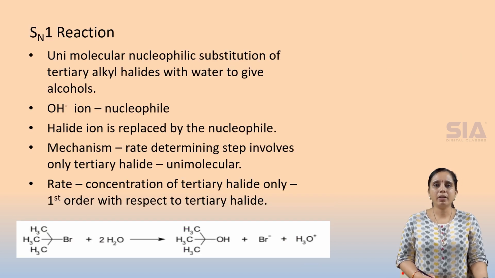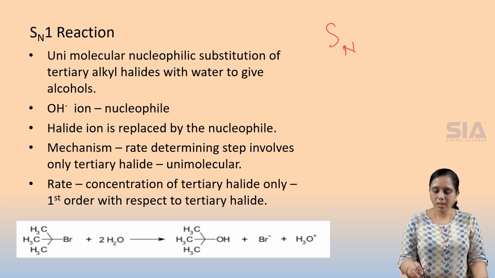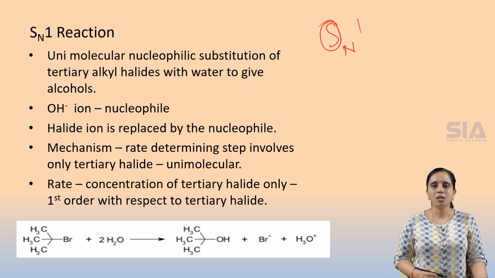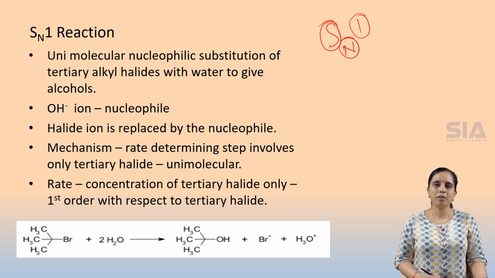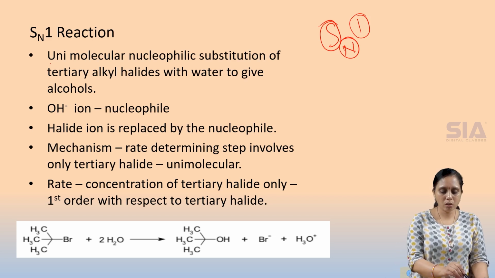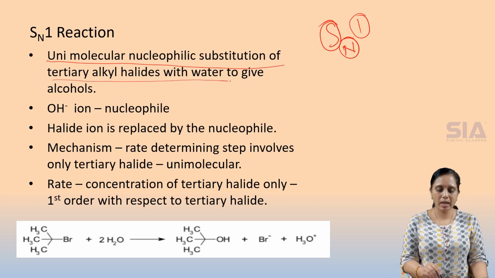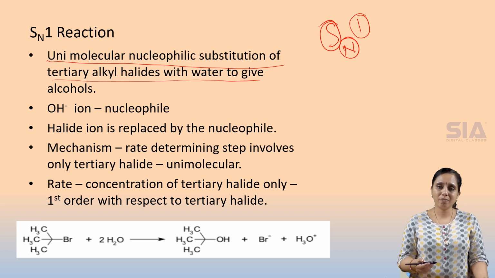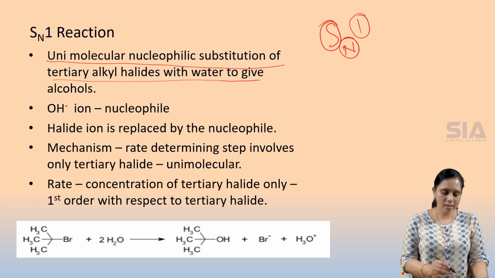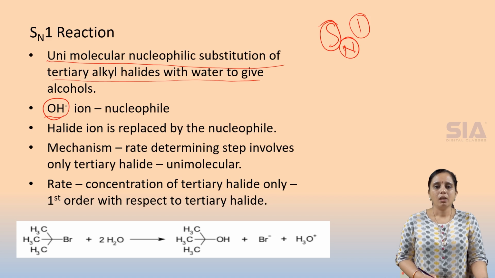And coming to SN1 reaction, the name SN1 suggests S stands for substitution, N stands for nucleophile, and 1 stands for unimolecular reaction. So unimolecular nucleophilic substitution of tertiary alkyl halides with water to give alcohols is called SN1 reaction. The incoming nucleophile that replaces the halogen in the alkyl halide is the hydroxide ion, OH minus, and the halide ion is naturally replaced from the alkyl halide.